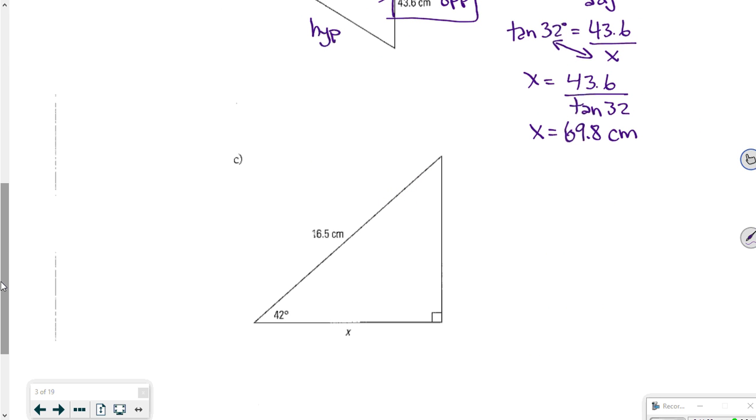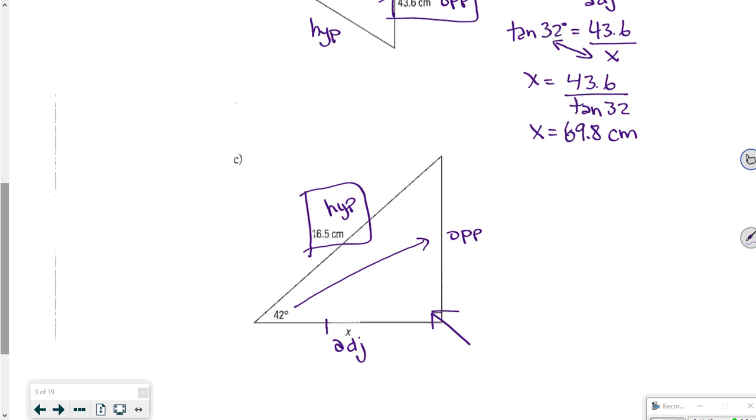Third triangle, exact same steps. Start by labeling our sides. Across from the right angle is the hypotenuse. Across from the angle we know is the opposite. The third side is the adjacent. So in this case, we're using the hypotenuse and the adjacent. A and H is the cos formula. So cos of our angle is the adjacent divided by the hypotenuse.